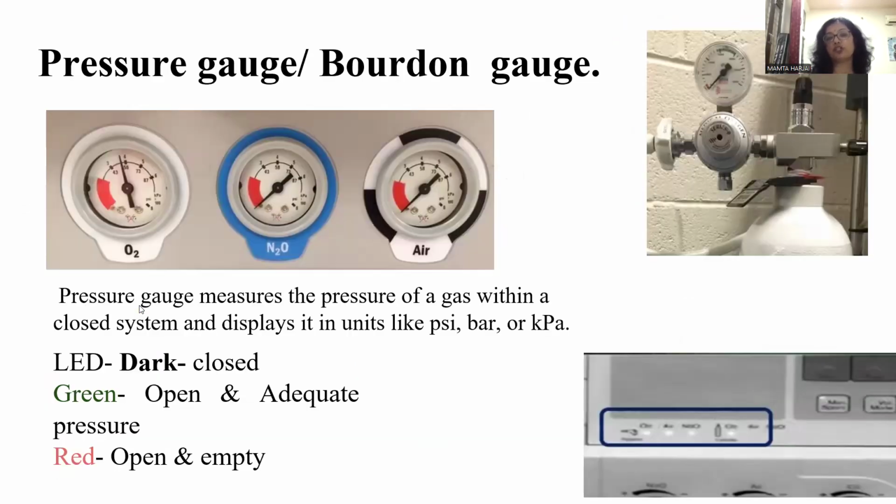Next important is the pressure gauge or the Bourdon gauge. The Bourdon gauge basically measures the pressure of a gas within a closed system and displays it in units like PSI, bar or kilopascal. This is for the cylinder. We can see it on the front panel of the machine. Even now, LED-based pressure gauges are there, which show different lights if the cylinders are empty or have adequate pressure. So this is an LED panel.